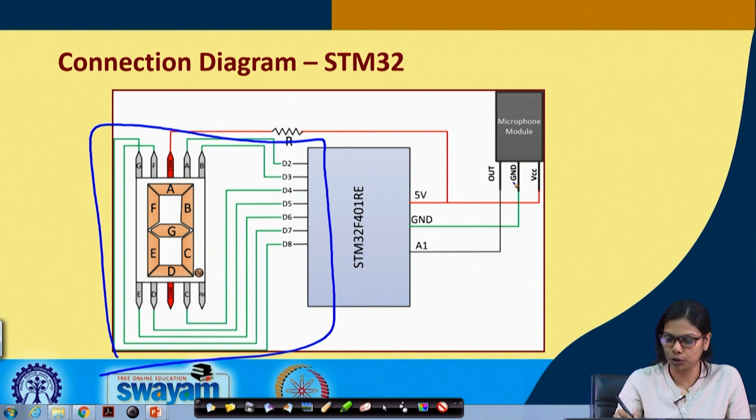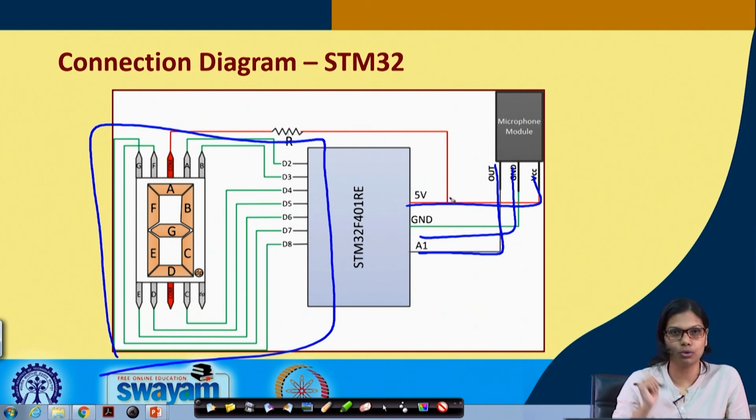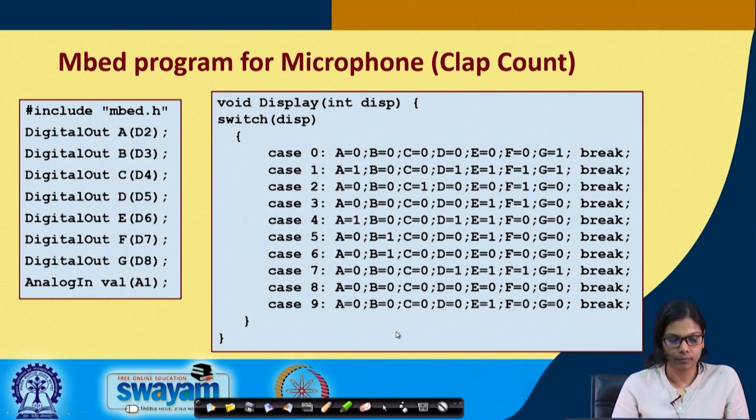Here this microphone module is again connected out to A1, this is to ground, this is to VCC, and this is a common anode which is connected through this resistance to 5 volt. So, this is all about the connection. Now, this is the code. This code I am not discussing, which is straightforward code.